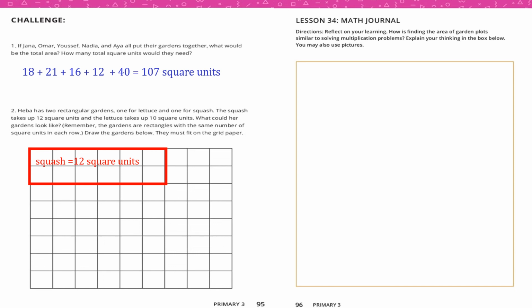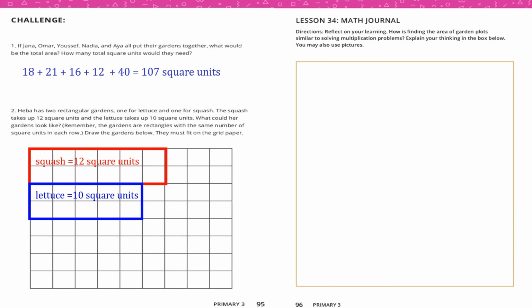The next garden, the total area is 10 square units. 10 equals what? If we say we have 2 rows also, 2 times what equals 10? 2 times 5. So we have 10 square units like this.